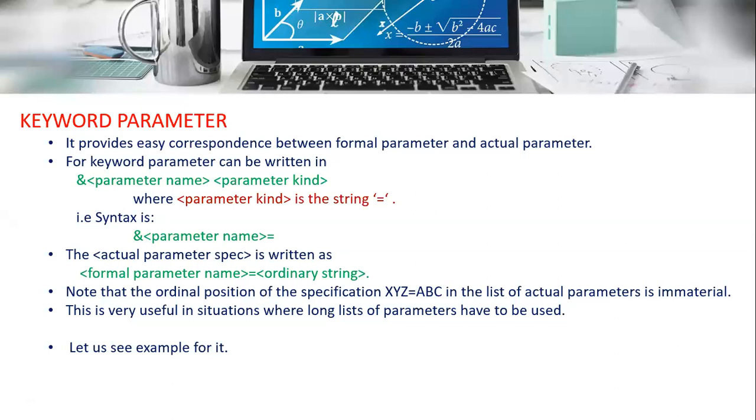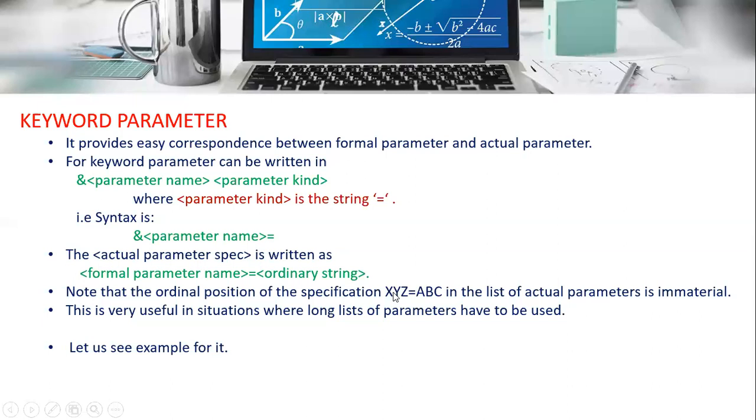We need to map the correspondence one by one. That is, the first parameter in the formal list, accordingly we match the actual parameter in the given list. Second parameter to second, second formal to second actual, third formal to third actual. We need to manually map these particular things, but in case of the keyword parameter we write any sequence.